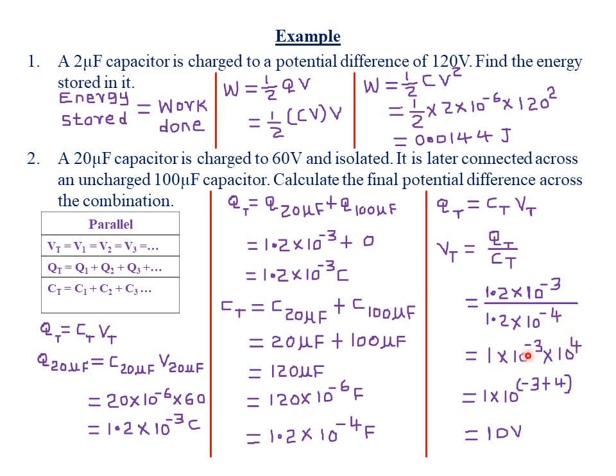Because the bases are the same, base 10 and base 10, whenever you multiply you can add the powers. So this will be 1 multiplied by 10 power negative 3 plus 4, which gives positive 1. That is 1 times 10 power 1, and 10 power 1 is just 10. Then 10 times 1 gives 10 volts. So that is how to handle questions of that manner.